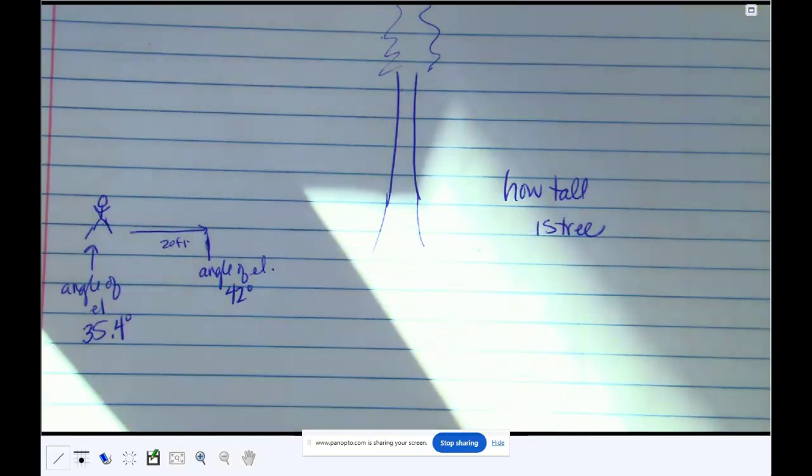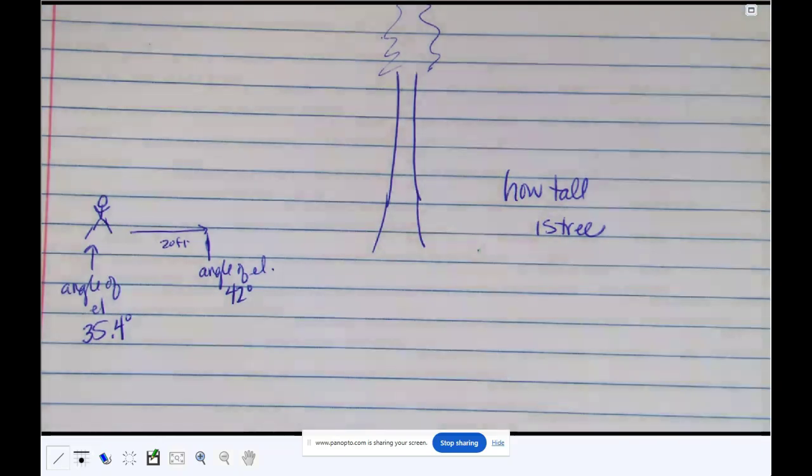Okay, so I want you to listen to me, okay? The thing that's the most important to know, this is a harder problem. The way that you know it's a harder problem is you appear to be missing information, right? There doesn't seem to be enough information for you to figure out how tall the tree is, okay?